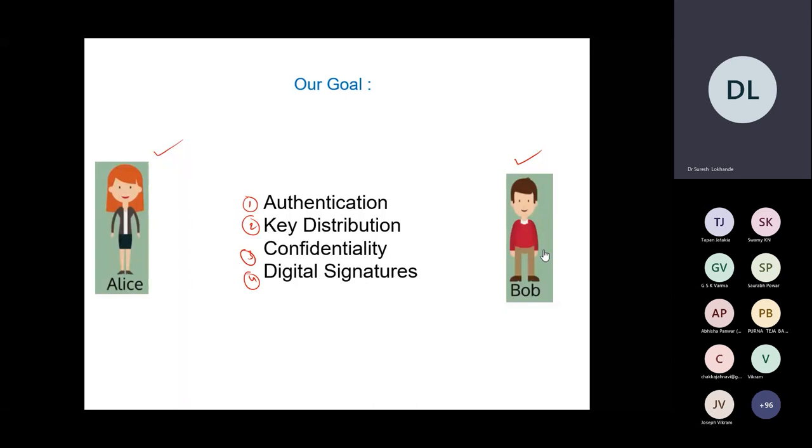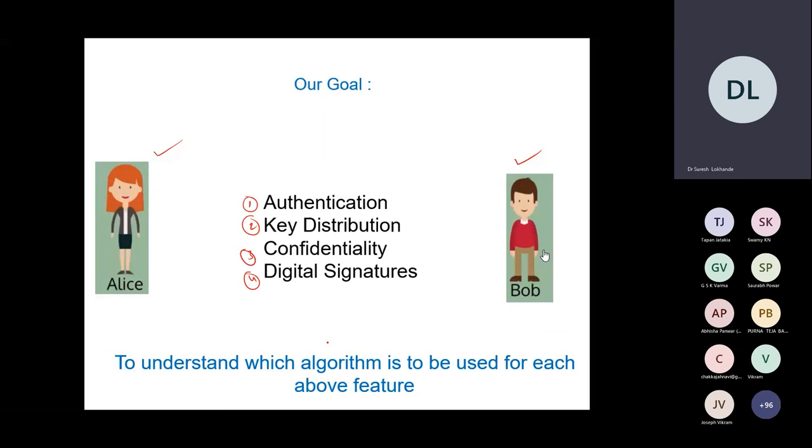In this particular session, the whole discussion is algorithm-based. Kindly remember these four entities, and how we are going to have them between Alice and Bob. For that, we are discussing in today's evening session.